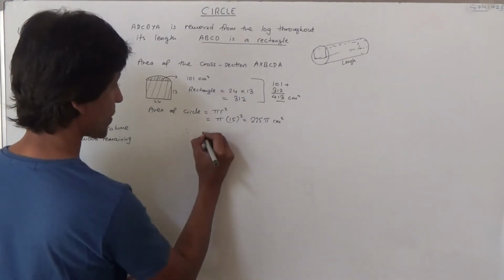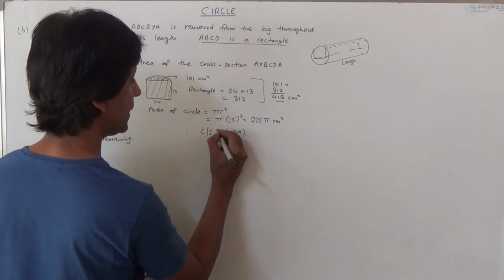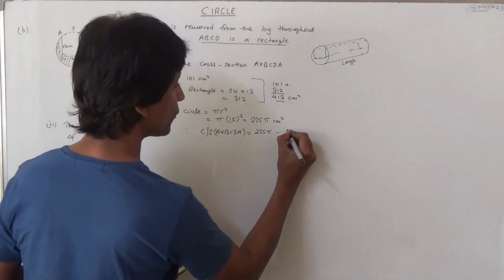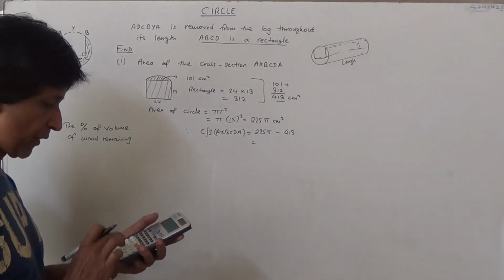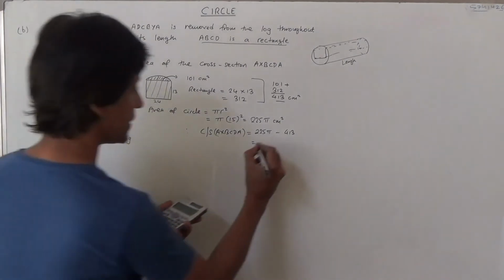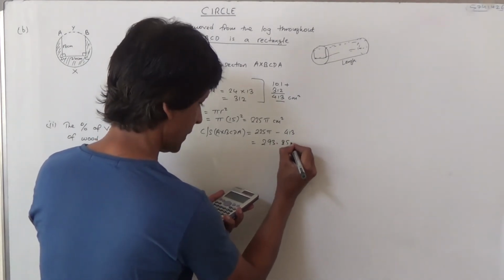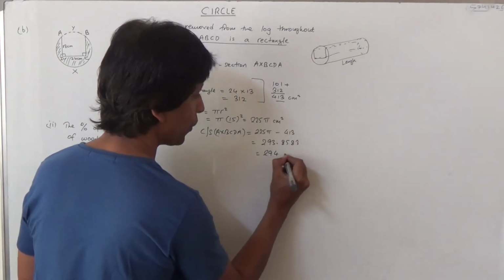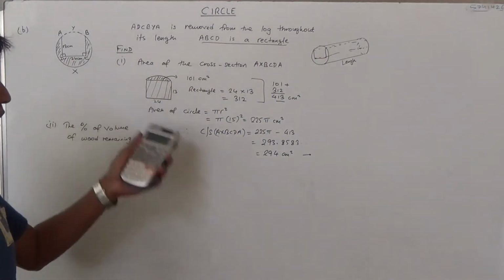Therefore, the cross section that they are looking for, AXBCDA, is going to be equal to 225 pi, the full circle, minus 413. And so if we do that, 225 pi take away 413, the answer to the question is 293.858 and so on. So let's say 294 centimeters square. Here we are. Now this is the first part of B.